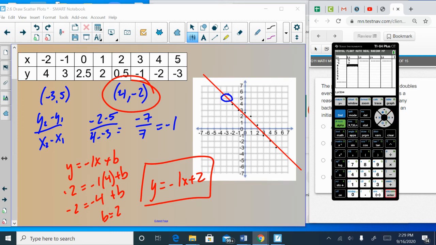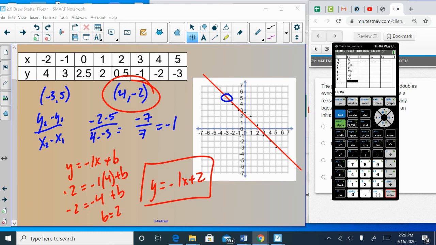4, enter. 3, 2.5, -1, -2, -3. Notice that L1 and L2 have to have the same number of terms in them, or your calculator is going to give you an error.